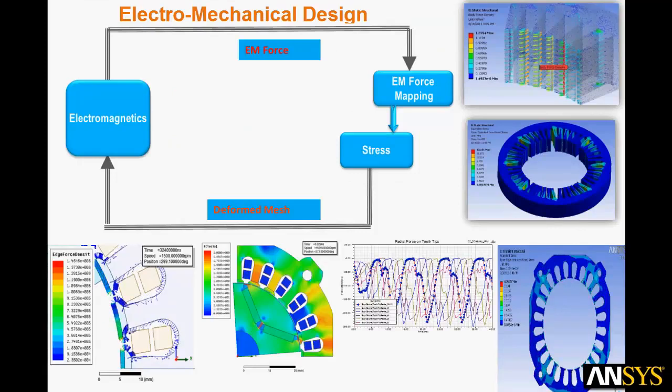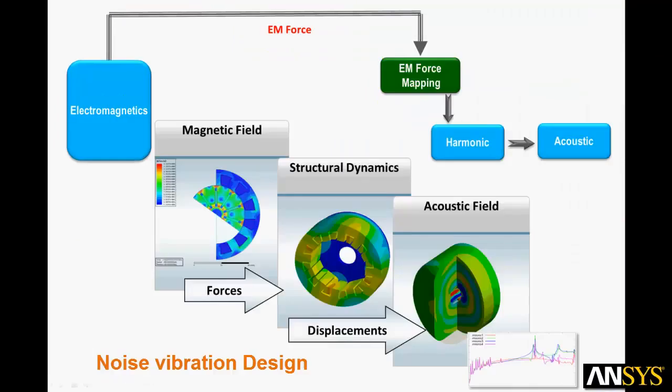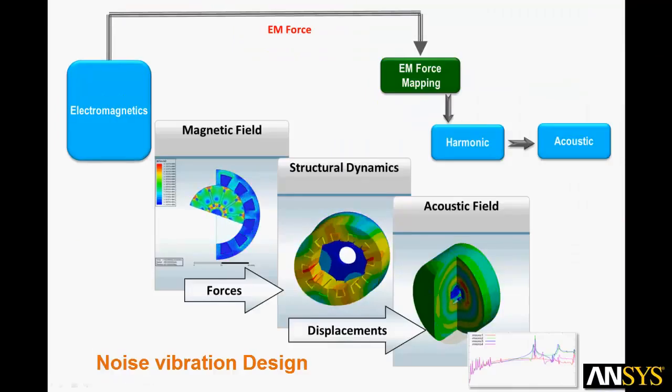The next step is electromechanical design. In this case, we map the electromechanically induced forces to a finite element stress analysis in Ansys Mechanical. Again, automated procedures in Ansys Workbench streamline the process. The mechanical stresses deform the geometry, and the deformed mesh information can be passed back to Maxwell for further electromagnetic simulation.